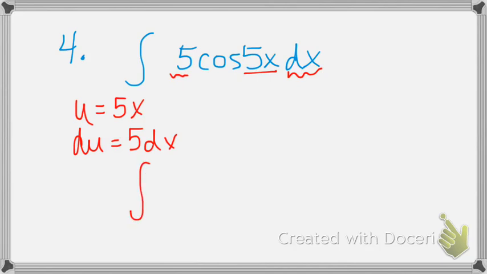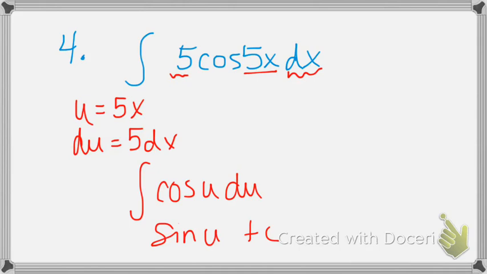So we have the integral of cosine of u du. Cosine is still there. On the last problem, you know how the power was still there, like the fifth? Well, on this problem, cosine is still there. Okay. So now I want to find the antiderivative. What's the antiderivative of cosine of u? Sine of u, right? And then plug back in your u.